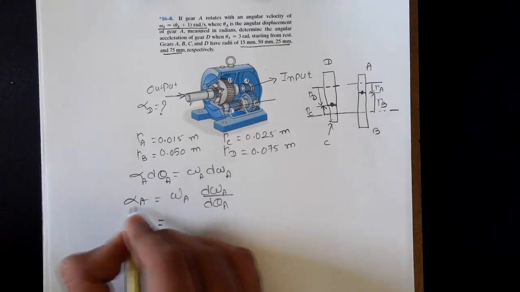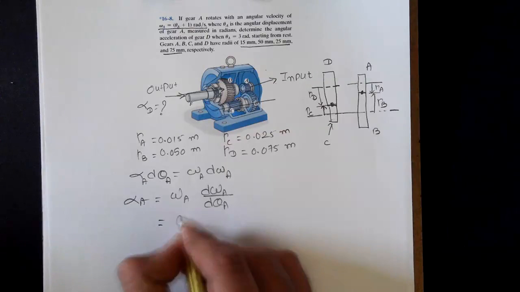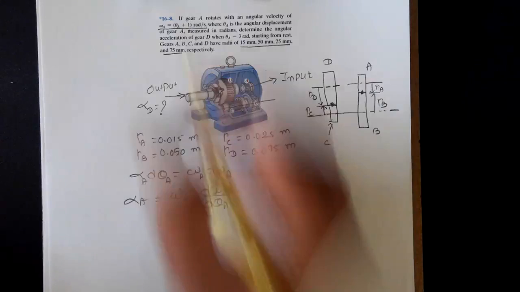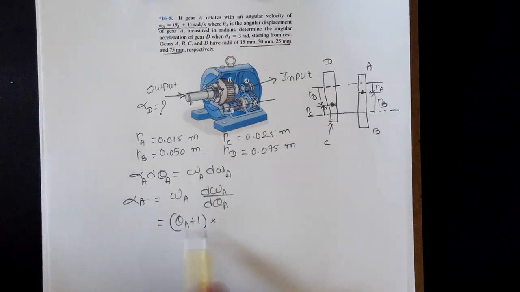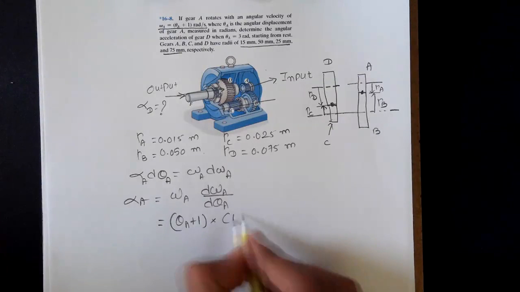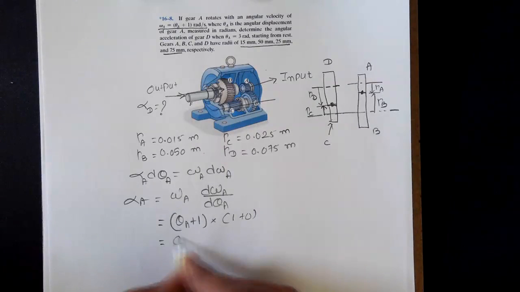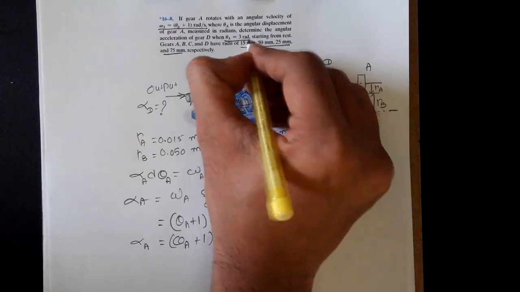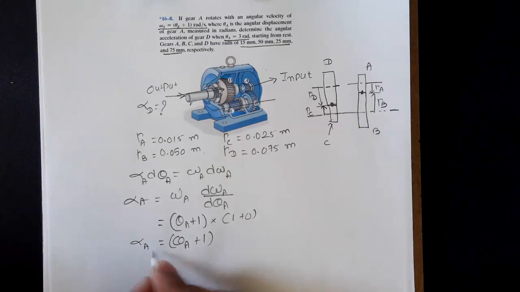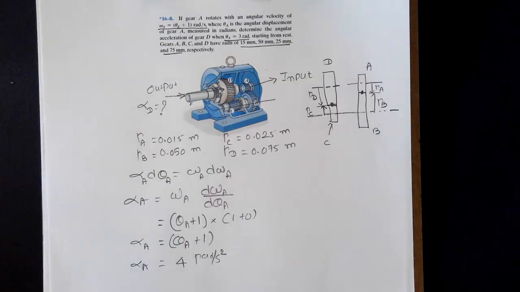So what we need to do here to calculate the angular acceleration of gear A is multiply. Now I'm substituting the value of omega A, which is theta A plus 1. It's given in the problem. Multiply that with the derivative of this term with respect to theta, and that will be 1 plus 0, so actually it's 1 only. So now the angular acceleration of A is theta A plus 1. That's alpha A. The value of theta A is given in the problem, which is 3 radians. So now you substitute 3 radians here, and you'll get the angular acceleration of A, which is 3 plus 1, so 4 radians per second squared. That's the first part of the problem.